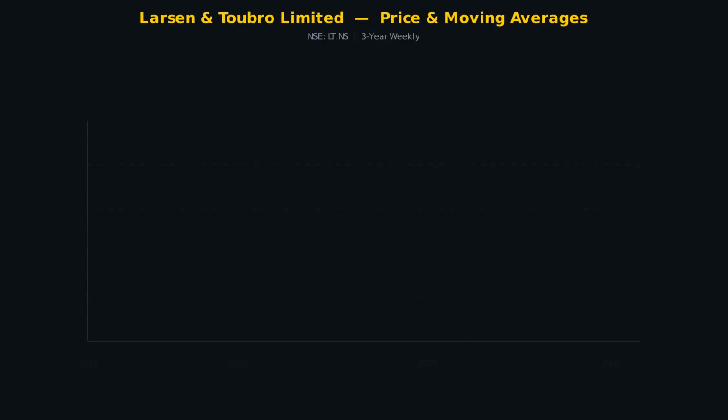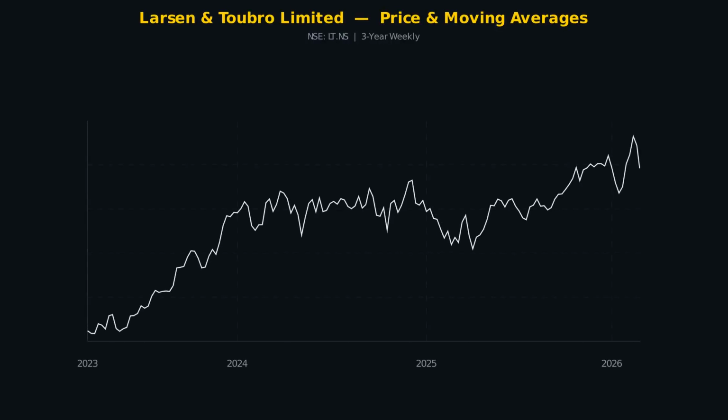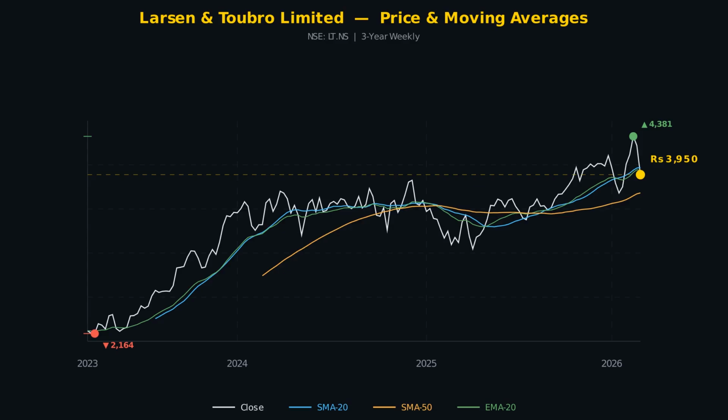Larsen Toubro Limited is currently at Rs 3,950. The SMA 20 is at 4,030, and the SMA 50 is at 3,745. Price is above the 50-period average, indicating a confirmed uptrend. Watch how the moving averages act as dynamic support and resistance throughout the 3 years of price history shown here.